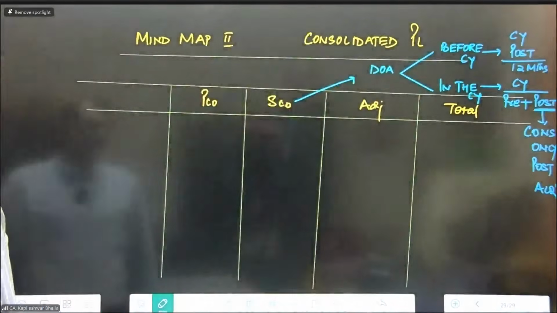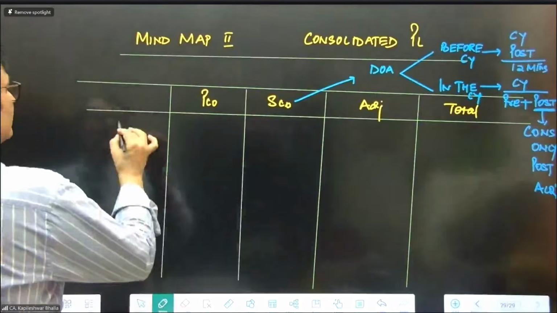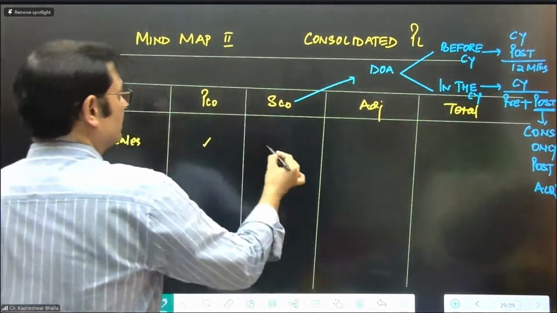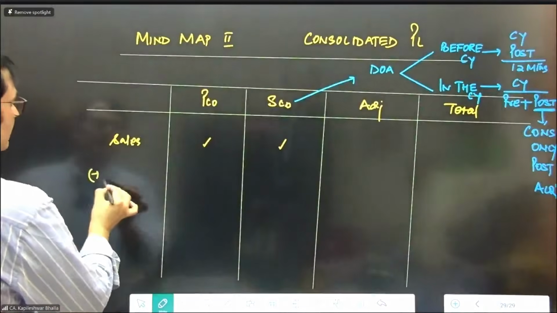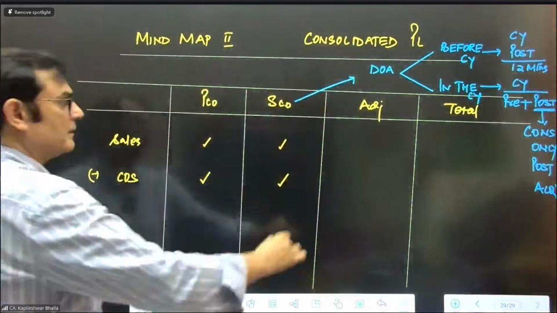Next, let's consider the inputs with regard to the revenue, for example. You take the sales of the parent, you take the sales of the subsidiary, and you also consider the cost of sales. You take the cost of sales of the parent and the subsidiary.